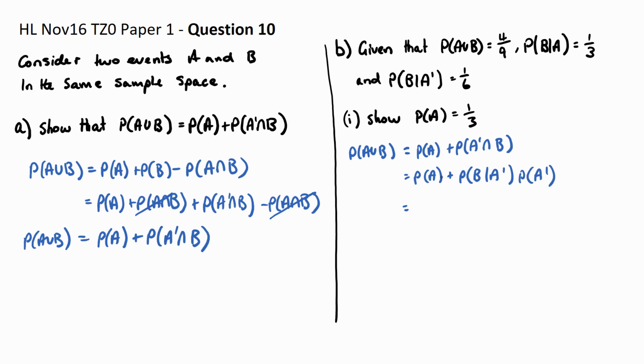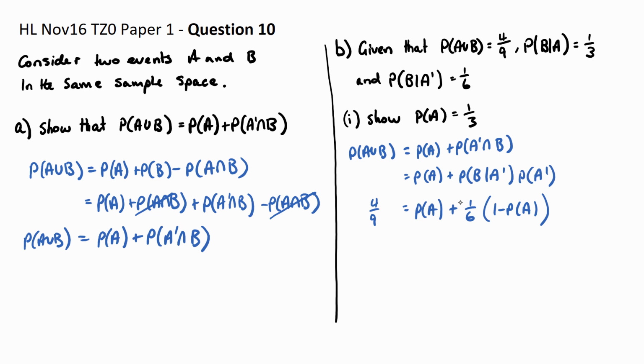So the probability of A or B, we do know it was given as 4 on 9. Probability of A, I can just leave it as the probability of A. Probability of B given that not A is 1 on 6. And the probability of not A is just 1 minus the probability of A. Okay, so if I rearrange this, I'll be able to solve for P(A).